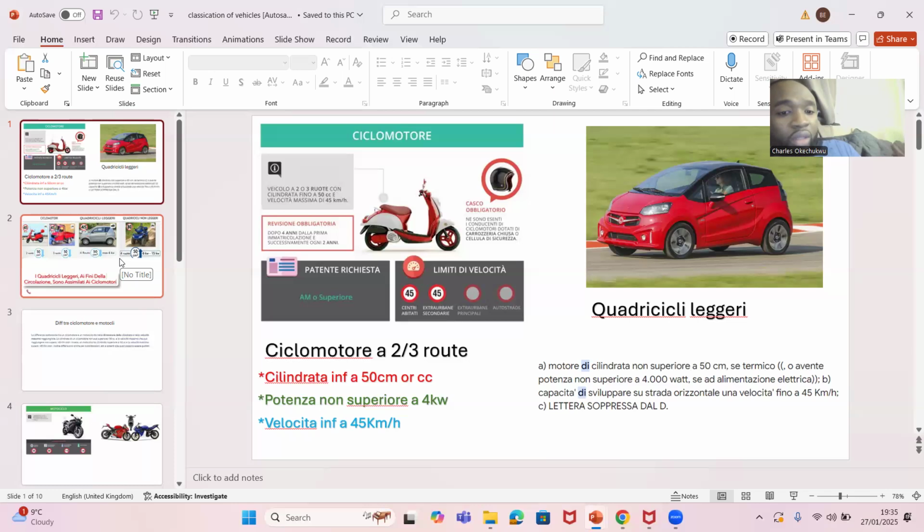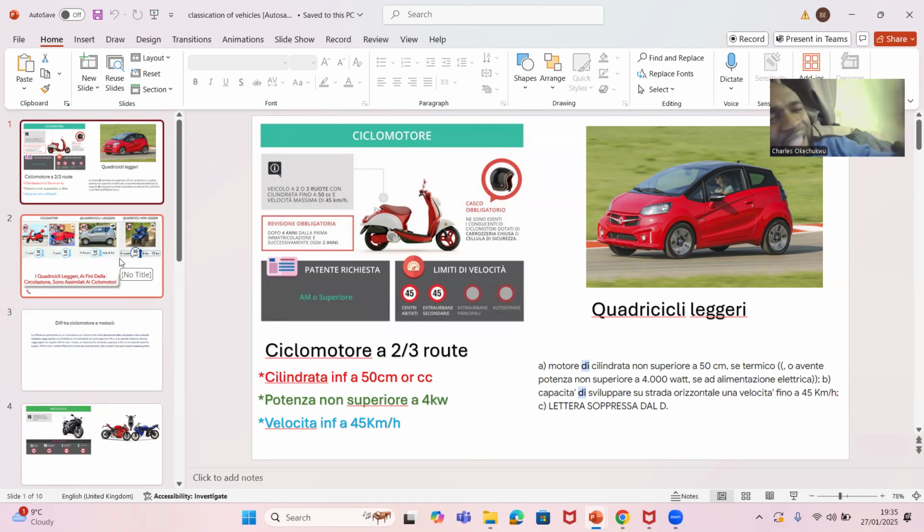Are you following me? Their potenza concerning motocicli è superiore a 4 kilowatts. Their potenza è superiore. It's more than this. Concerning motocicli, it is superior to 4 kilowatts. Lastly, their velocità è superiore. The key word there is superiore. It's superior to everything we see for ciclomotore.